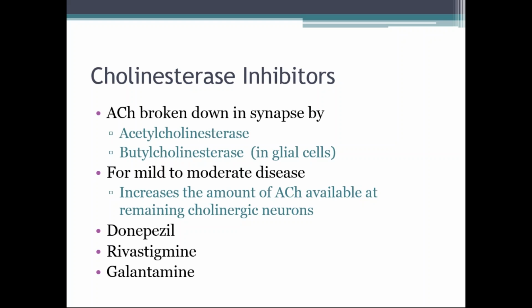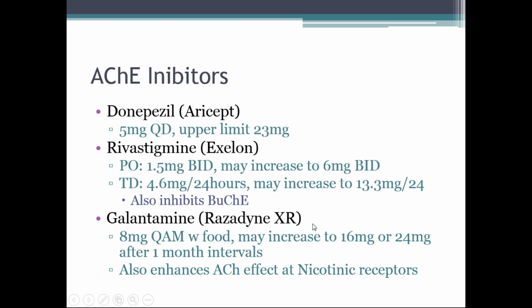But you have donepezil, which is your Aricept. You have your rivastigmine, Exelon, and galantamine, the Razadyne. So those are the three cholinesterase inhibitors. Aricept for mild to moderate. You see a lot of folks get started on this.